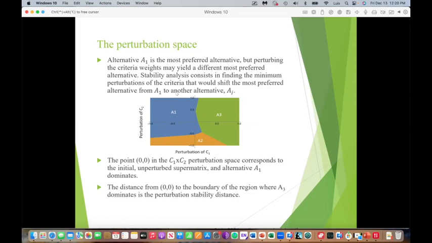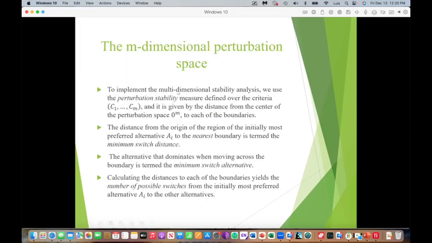But when you have many alternatives, in a perturbation space of dimension M, then some areas will touch each other.